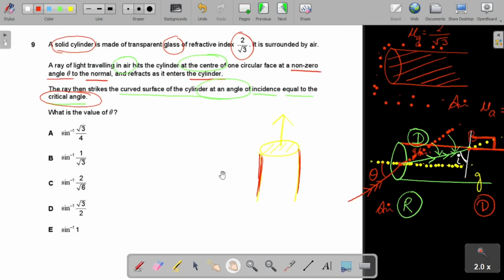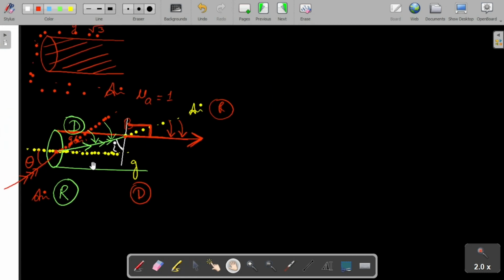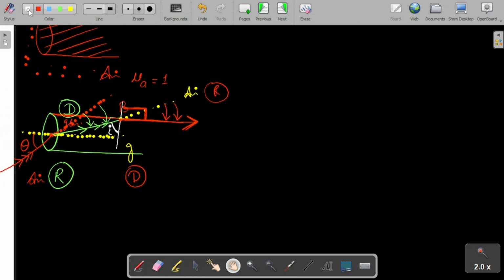So we have to find the value of theta. Let us try to solve this. Till now I have explained each and every term, each and every concept related to this question, right? So first of all, we should know Snell's law, that is the law of refraction. Let us try to apply Snell's law at point B, right?